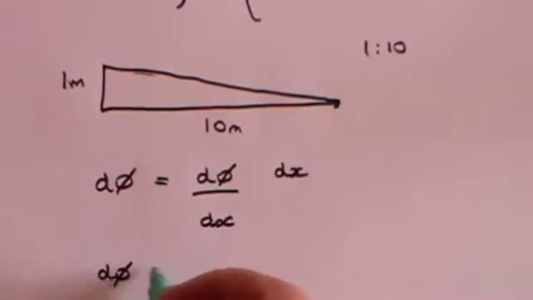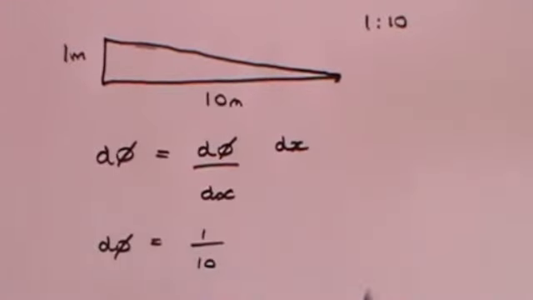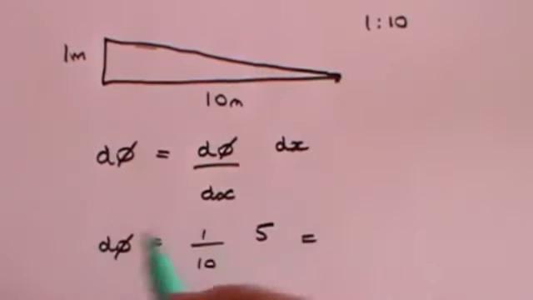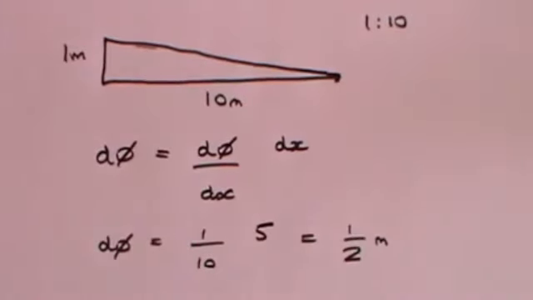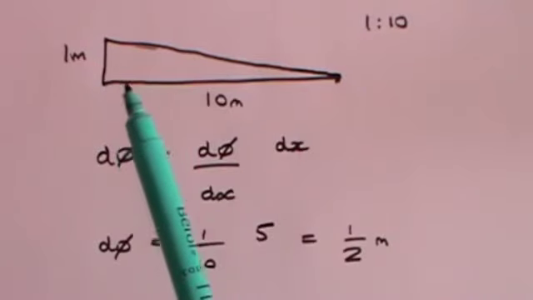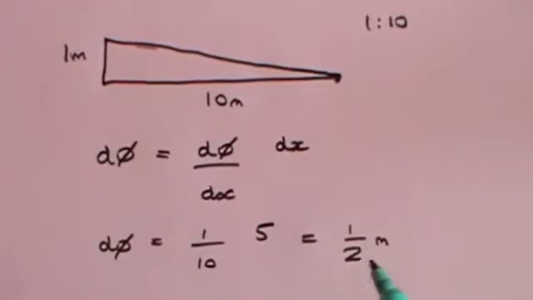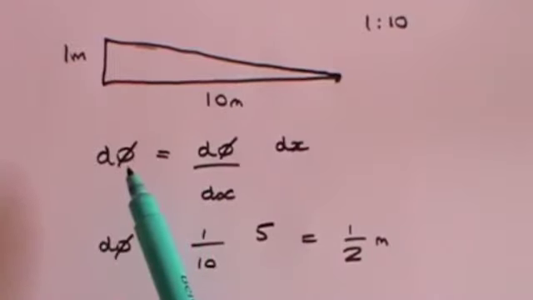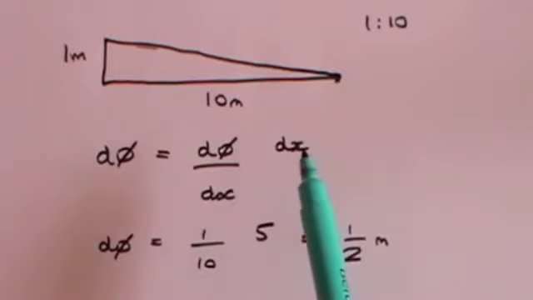Let's just try that for a moment. The change in height will equal the gradient. Well, I've told you what the gradient is, it's 1 in 10. And let's say I walk 5 meters, so that the distance dx is 5 meters. That means that d phi will equal 5 over 10, which of course is half a meter. So what we've just calculated is that if you walk 5 meters along a 1 in 10 gradient, your height changes by half a meter. But this is the general form: the change in height, or change in the value of the field, is equal to the gradient multiplied by the distance you travel.